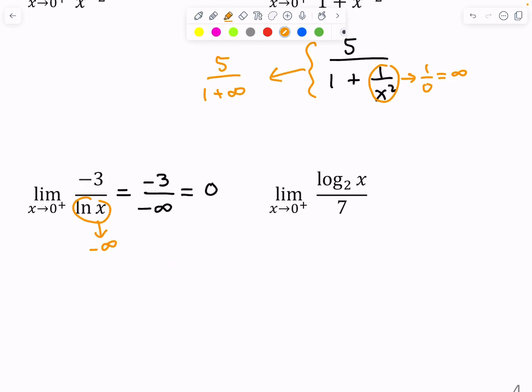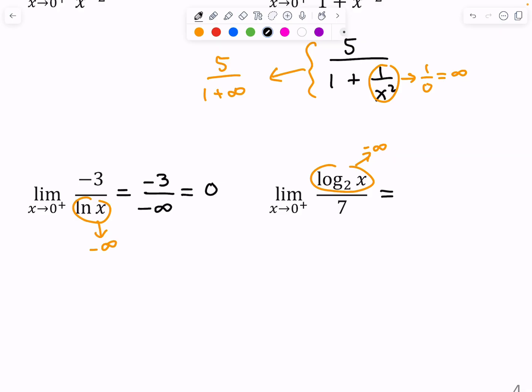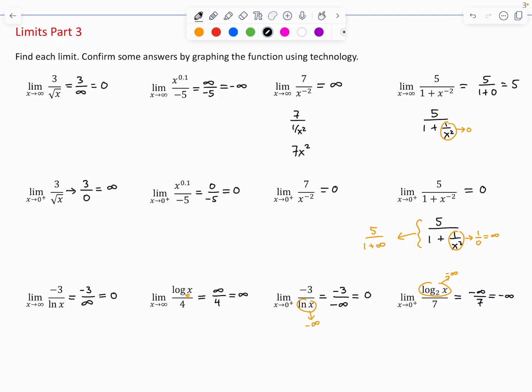And finally on this page we have, again, x approaching 0 from above. This logarithm is a growing logarithm because the base is 2, and 2 is more than 1. Here's a graph of log base 2 of x. Again, as x approaches 0, the outputs of the function approach -infinity. So this limit will be -infinity over a constant 7. That will be -infinity still. Okay, let's go to the next page.